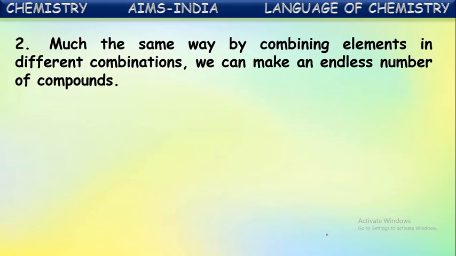In much the same way, by combining elements in different combinations, we can make an endless number of compounds. Just as English letters are combined in different ways to form so many English words, there are a limited number of elements. How many elements are found till now? 118 elements are found till date. These 118 elements combine in different combinations to form an endless number of, so many crores of compounds.